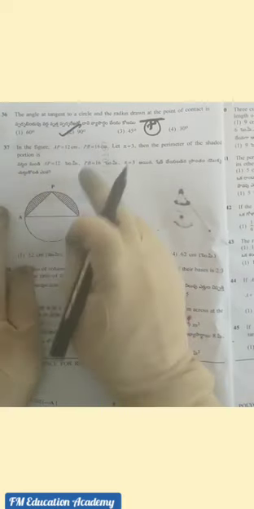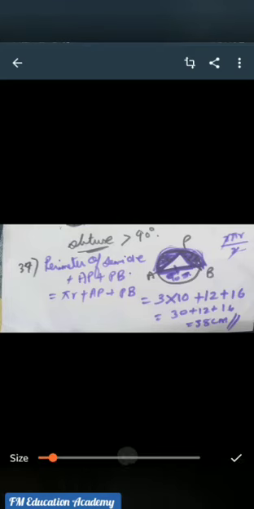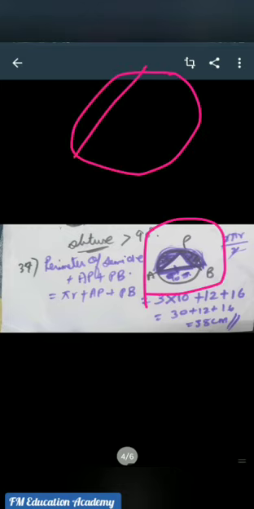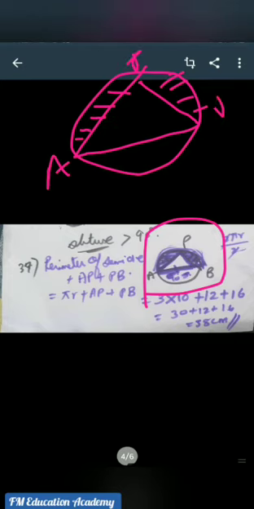37th question. In the figure, AP is given as 12 centimeter, PB is given as 16 centimeter, and it is telling us to take the value of pi as 3. Then it is asking what is the perimeter of the shaded portion. This perimeter we have to find out. How can we do it? This is my figure: you have a circle, you have a triangle, and this is my shaded portion. This is A, this is P, and this is B. And this radius is 10.